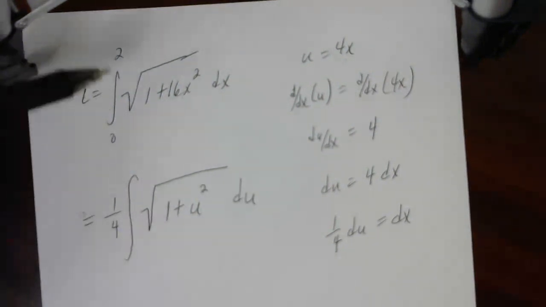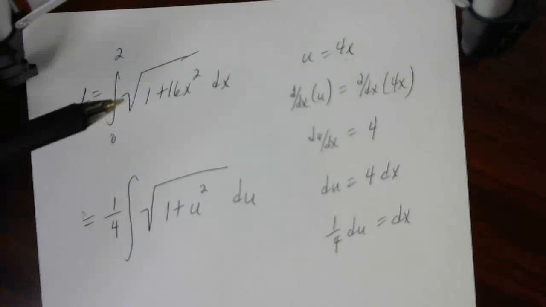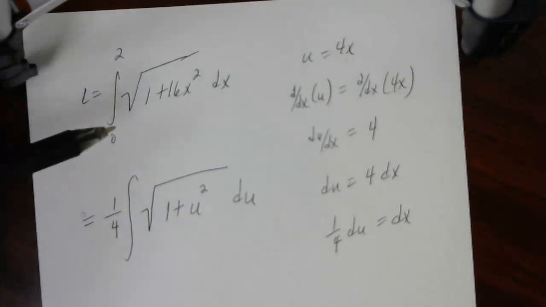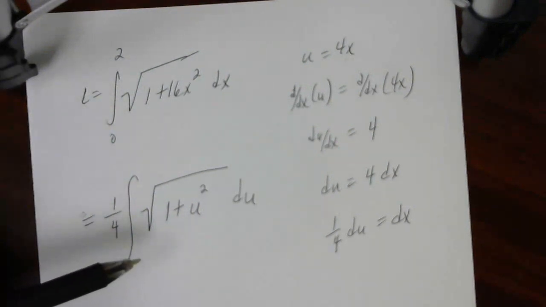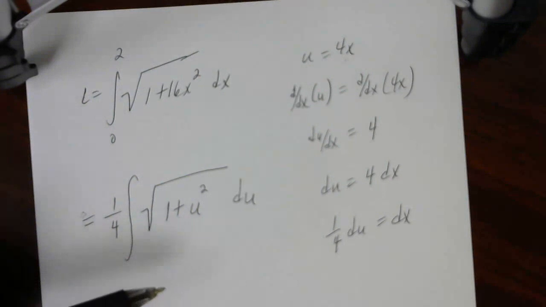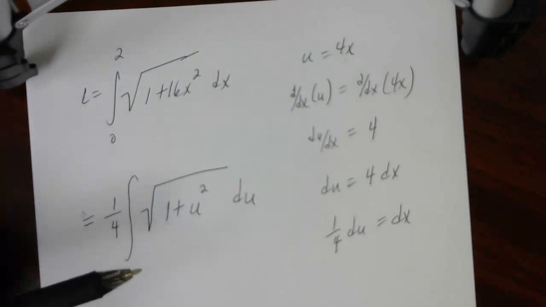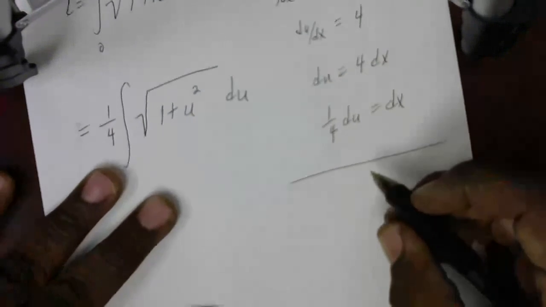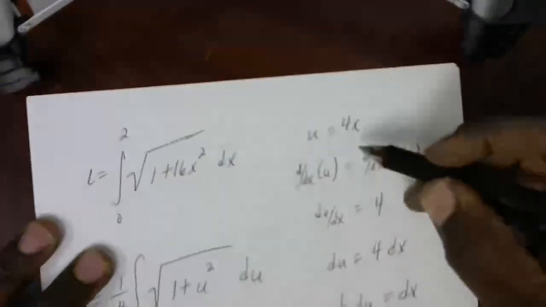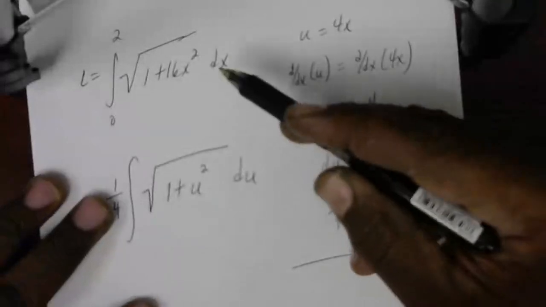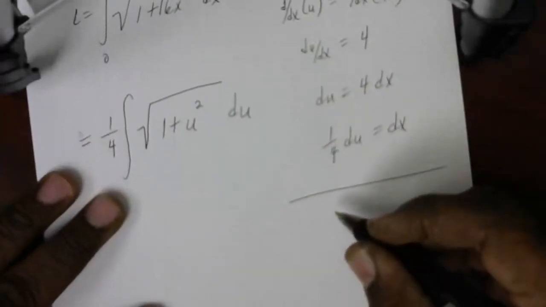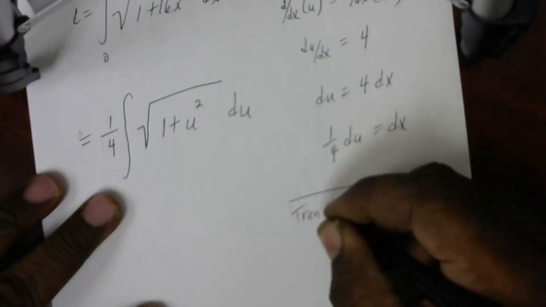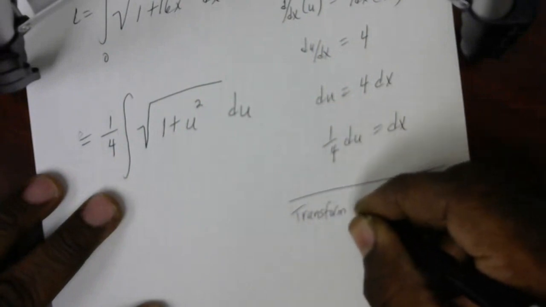Now here's the reason why I didn't write the limits as 0 and 2. The limits 0 and 2 are the limits for x. What we want are the limits for u, so I must change my limits. So here's how we change our limits. Up here we transform the variable, all right, we're able to transform from x to u. And here we're going to transform the limits.